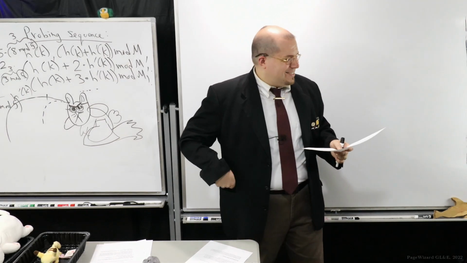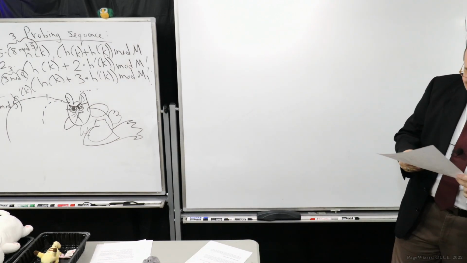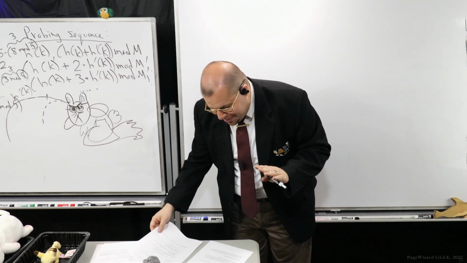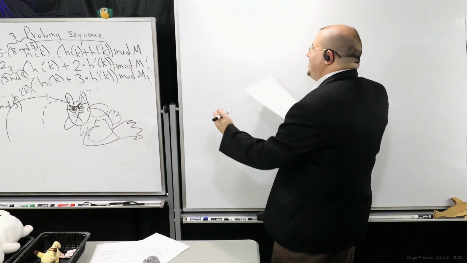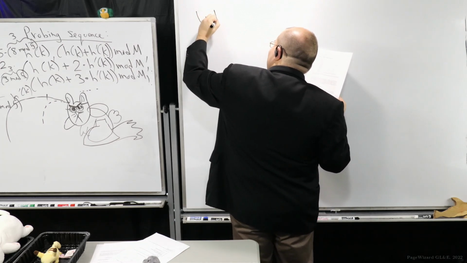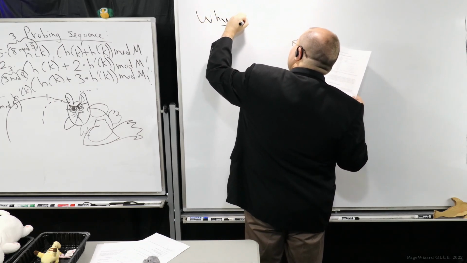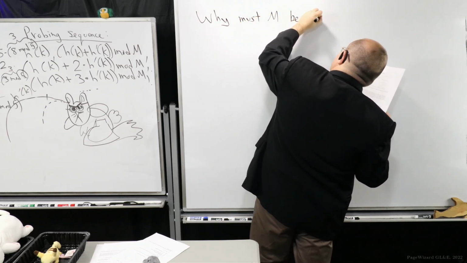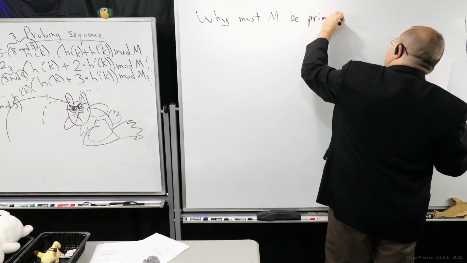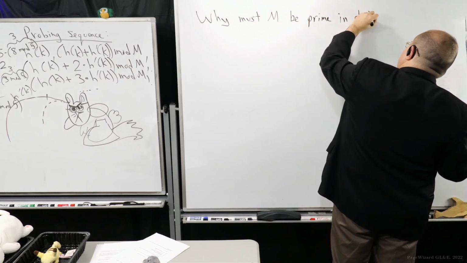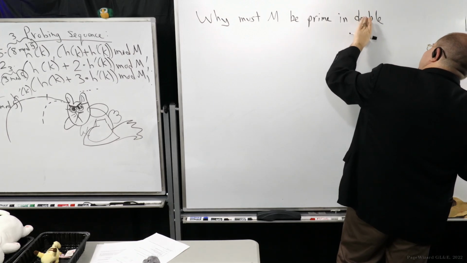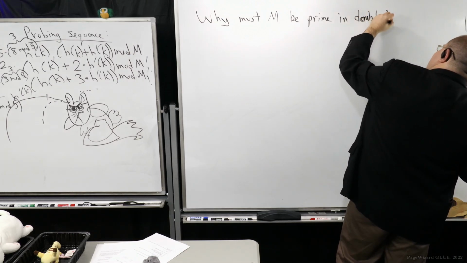So let's see. Let's try doing this. Okay, so I want to show you how this can go very badly. So I'm going to address the question of why must M be prime in double hashing. So with our h prime, in double hashing.